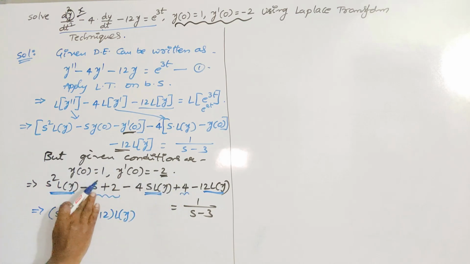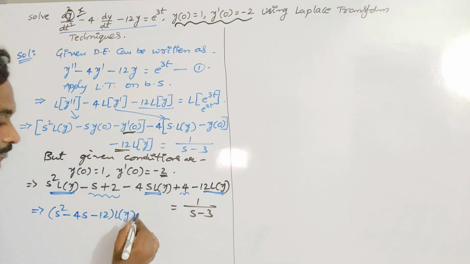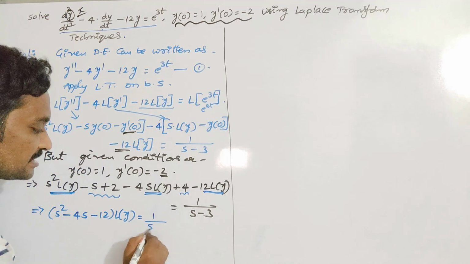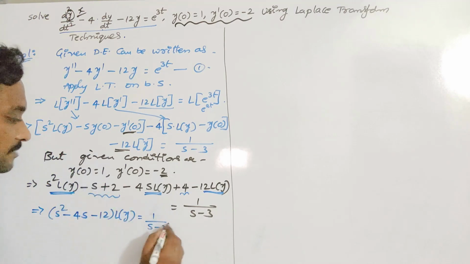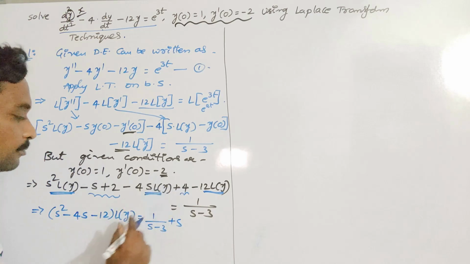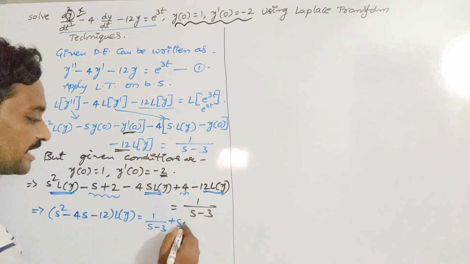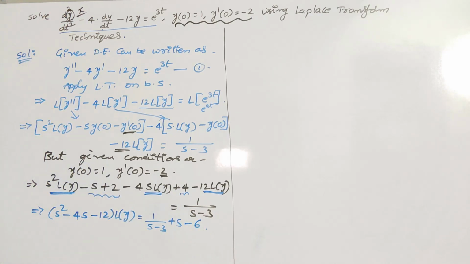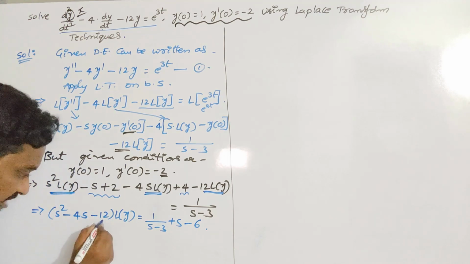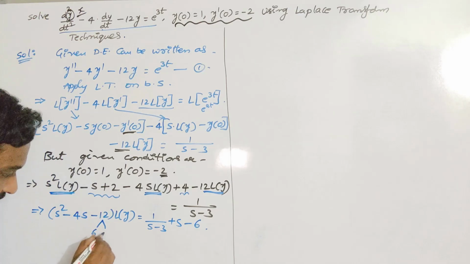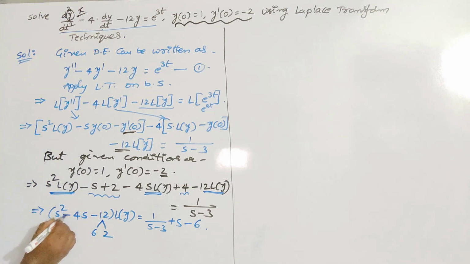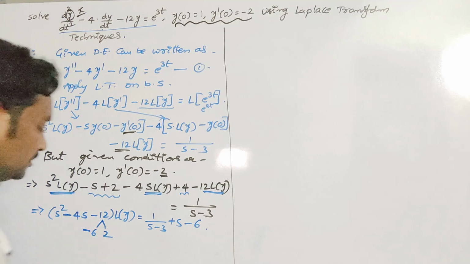In these terms we do not have L of y. That's why I will take these terms to the right side. Already in the right side we have 1 by s minus 3. Minus s becomes plus s. 2 plus 4 is positive 6. If you take that term to the right side, you will get minus 6. Okay, we need L of y now. So first find the factors for this one. Everybody knows that 6 twos are 12, but in the middle term we have negative 4. That's why give the negative sign to the greater value. So you will get minus 6, 2 as the combination.